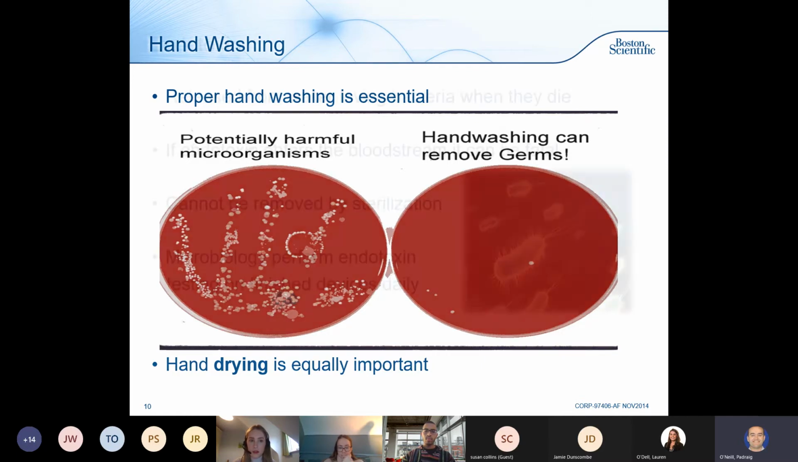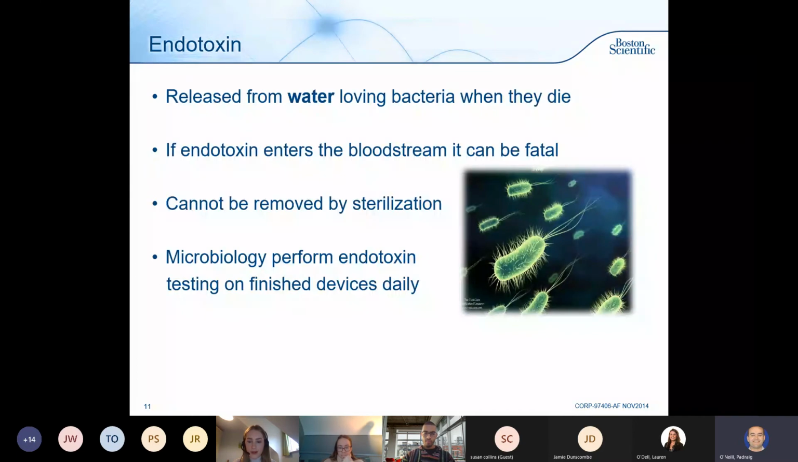That is due to endotoxin. Endotoxin is released from water-loving bacteria when they die. If endotoxin enters the bloodstream, it can be fatal. Your body reacts as if there's an infection, and it can cause a fever response, and you can go into respiratory shock. We can't remove it by sterilization. All the products we make on site, we send to be sterilized, but endotoxin, because it's not actually alive and is only part of a bacteria, can't be removed by sterilization.